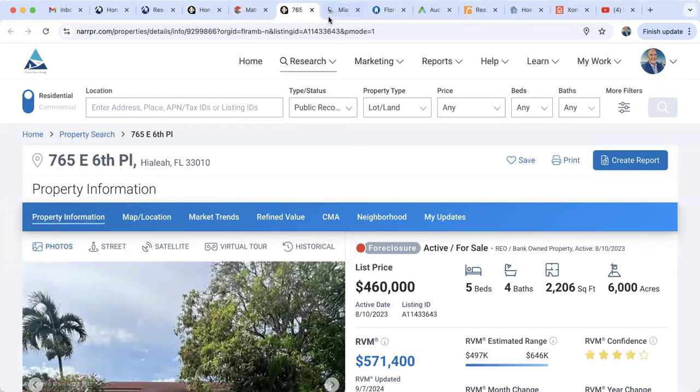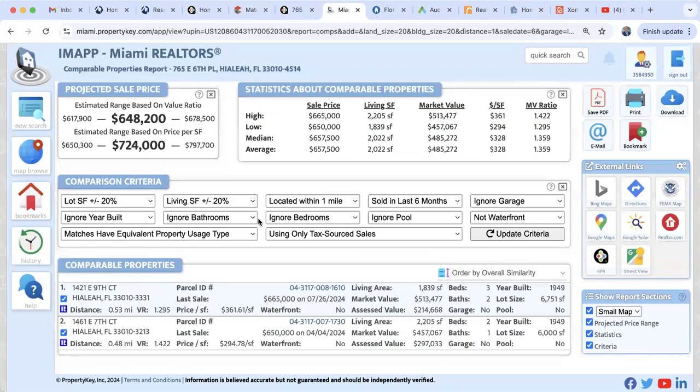Now, I do still have IMAP open. Let me ask you a question. Do you guys know what the little R next to each comparable means? Does anyone in class know what those mean? Those mean that the properties were sold inside the MLS. So the fact that we can actually take a look at the conditions of the homes is important.